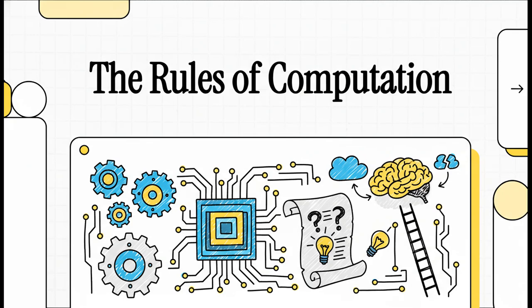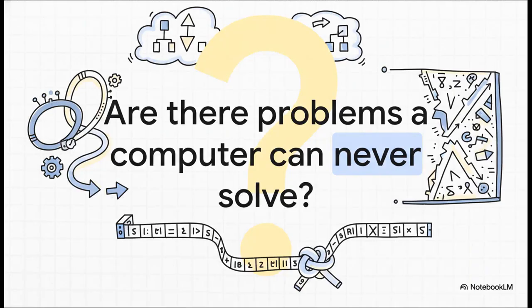Every single computer, whether it's the one in your pocket or a massive supercomputer, plays by a very specific set of rules. But what are those rules? And maybe more importantly, what are their limits? That's what we're going to dig into today. We're going to use a bunch of cool puzzles to explore the very edge of what's even possible in the world of computation. All right, let's just dive right in with the big one.